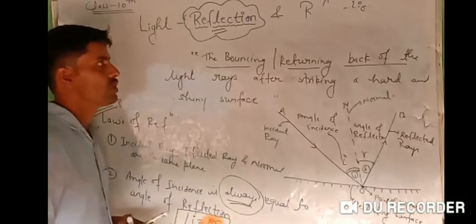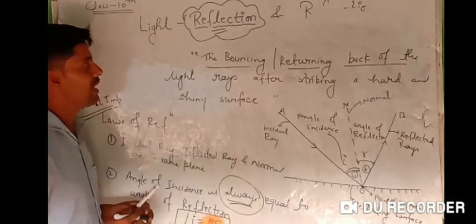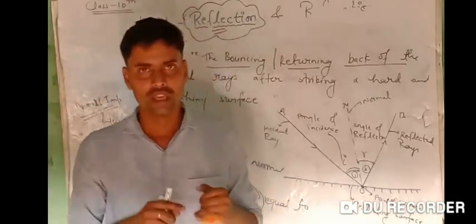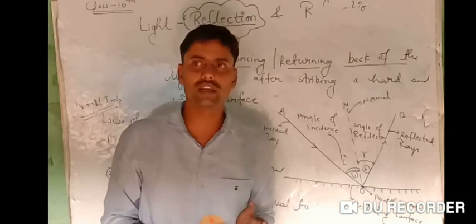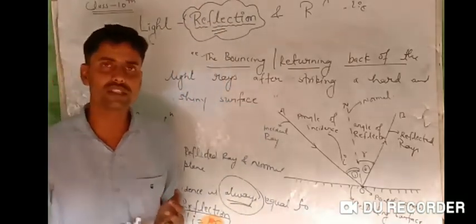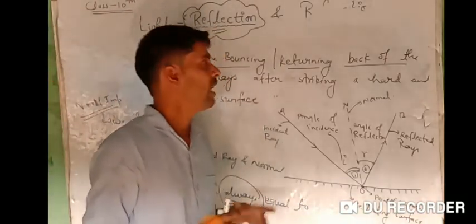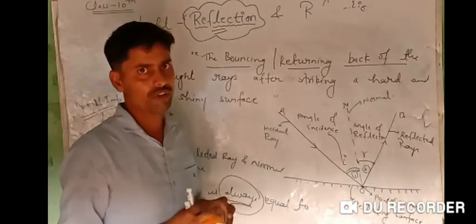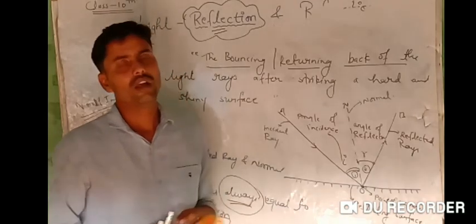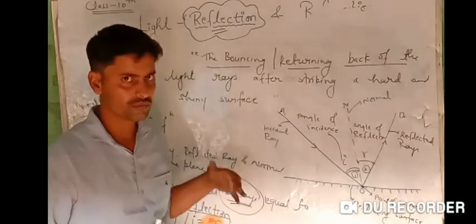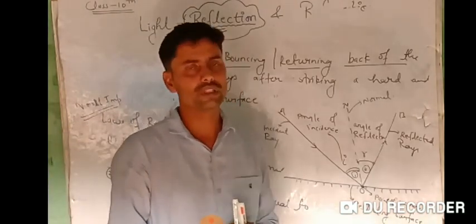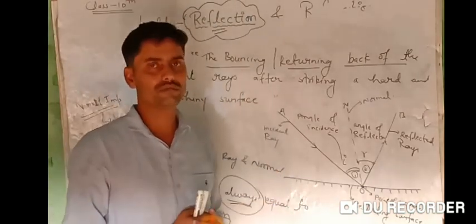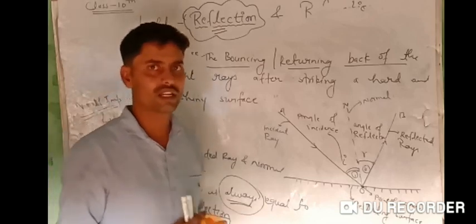Students, in this class we studied what is light and what are the properties of light. We studied rays, converging rays, diverging rays, medium, rarer medium, denser medium. And we studied reflection and laws of reflection. We will study the rest of this chapter in the next video or next class.